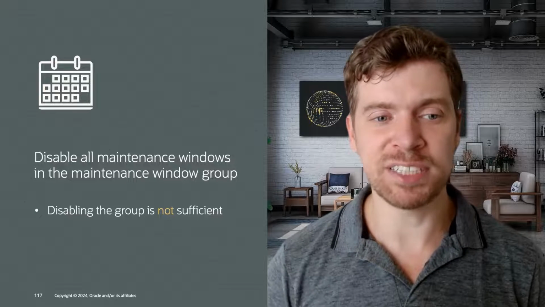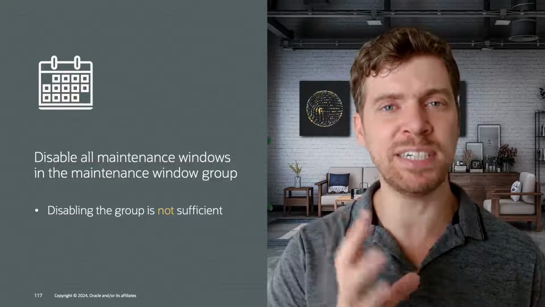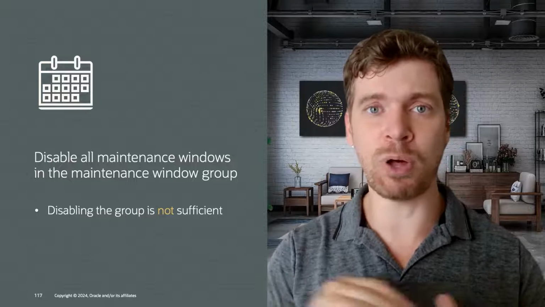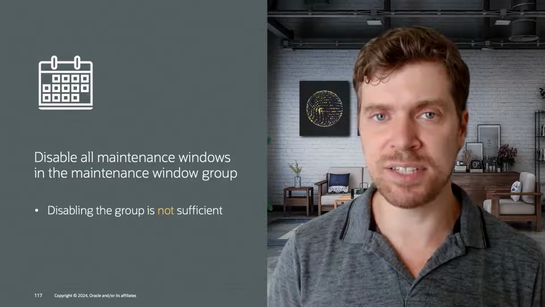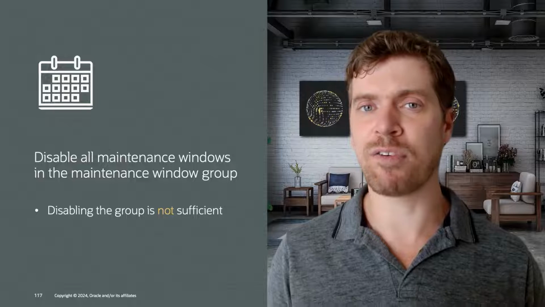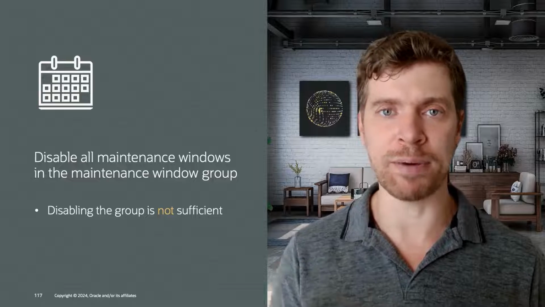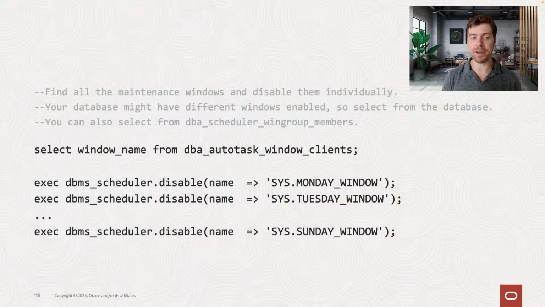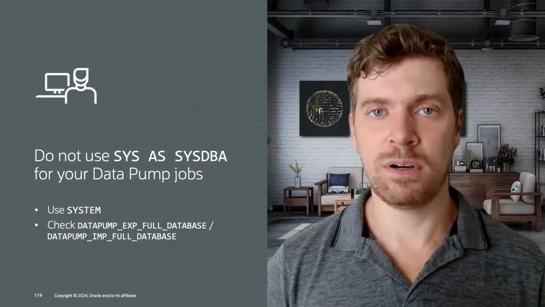And it's also important to disable the maintenance window before the export or the import. And why? Because this maintenance window may also change the resource manager plan. As I just showed, we don't want any resource manager plan kick in. And it might also gather some statistics on the SYS and SYSTEM schema for the internal objects. And we don't want anything running together with our export or import, because this may impact the performance. How do we do that? First, you can query the window name and finally use DBMS_SCHEDULER to disable all of them. All right.